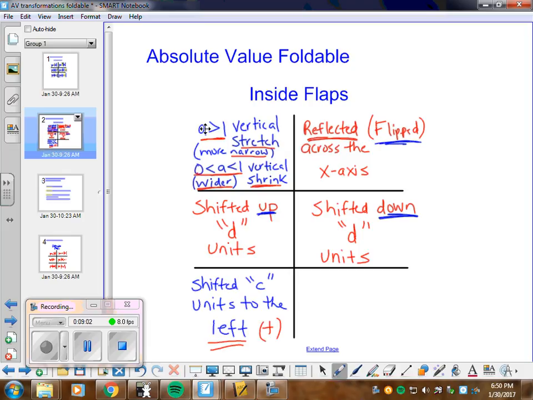Now, when you subtract, you have shifted c units to the right.